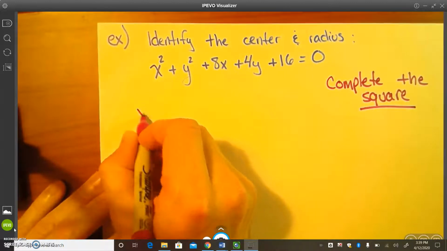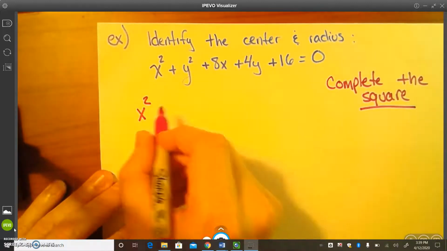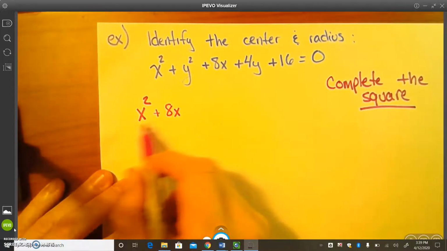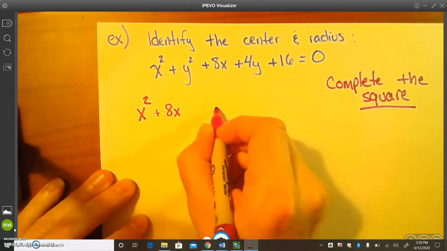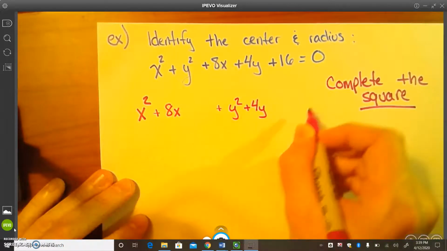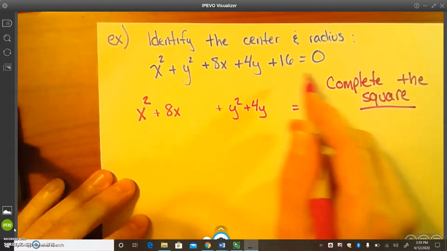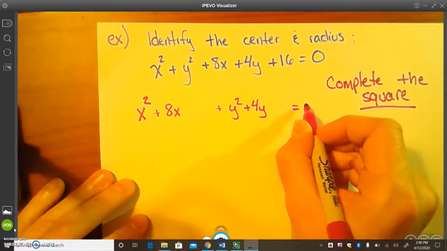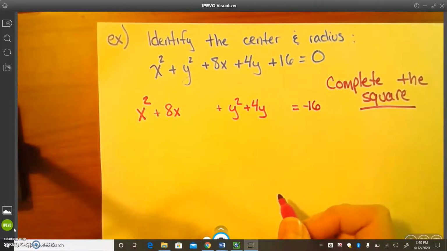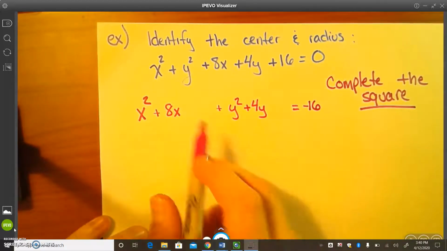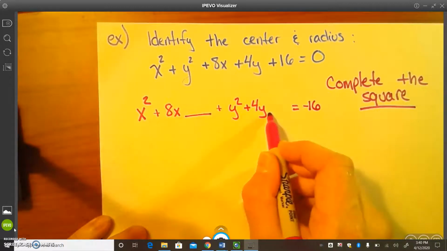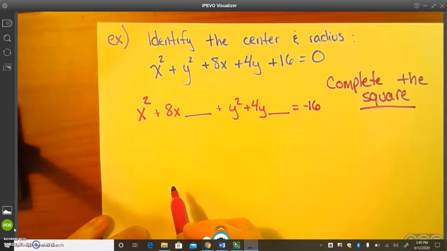So I'm going to make the x squared and the 8x next to each other, with, again, like variables. And I'm going to put the y squared and the 4y. And I'm going to move that 16 over on the other side real quick. Okay. And what we see now is I kind of purposely left 2 blank spots here.